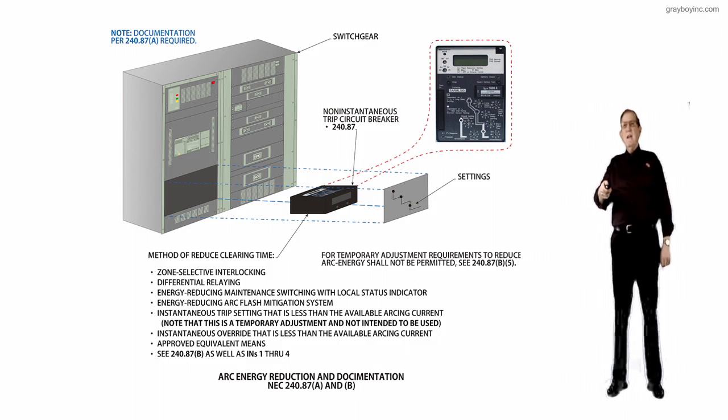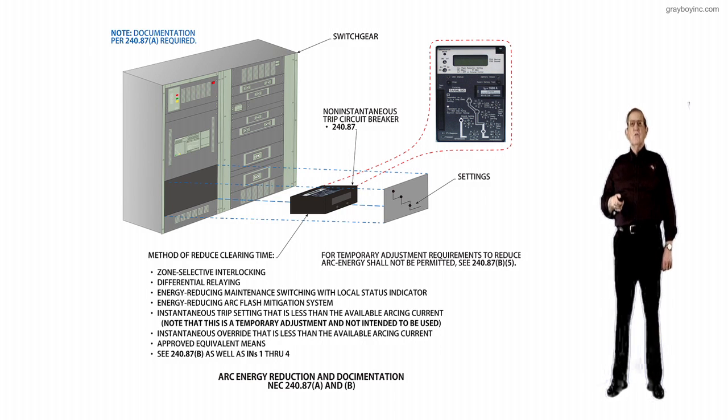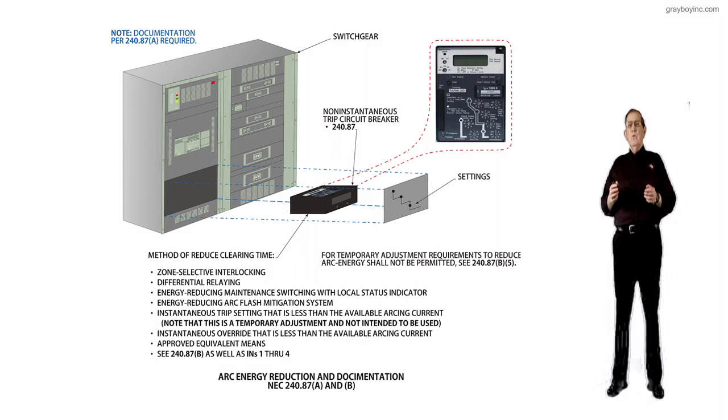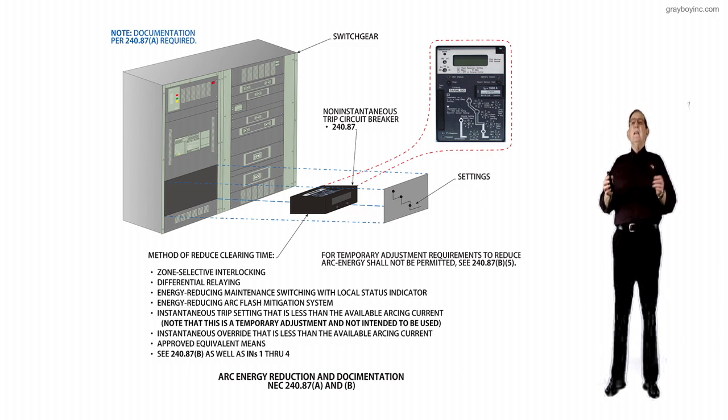Energy reducing maintenance switching with local status indicator, and that's where you switch out the instantaneous trip and you switch in that path for the arc flash. When I say arc flash, the arcing current. Energy reducing arc flash mitigation system, then sometimes those systems are preset, so that anywhere you work, if a short circuit should occur in some way or an arcing current occur, it will automatically go into that second path.